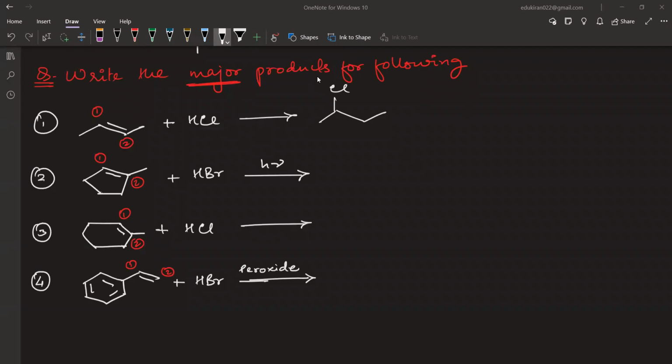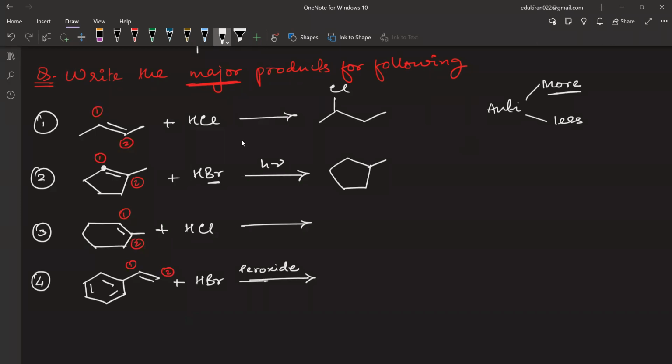Anti-Markovnikov. Very good, anti-Markovnikov. So, it will attach on which carbon? First of all, you will draw the substrate as it is, and you will break the double bond. Now you have to tell me whether the Br will attach on the first carbon or the second carbon. Second carbon. Achha, if it is anti-Markovnikov, then will it attach on the carbon with more hydrogen or less hydrogen? More hydrogen.